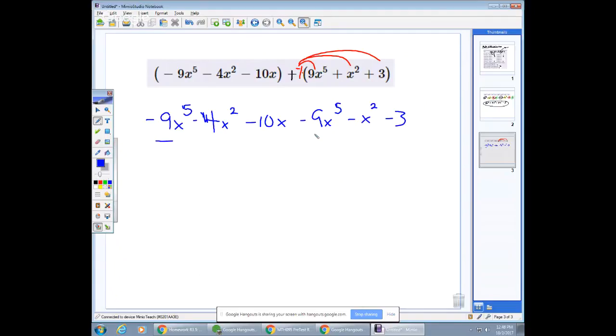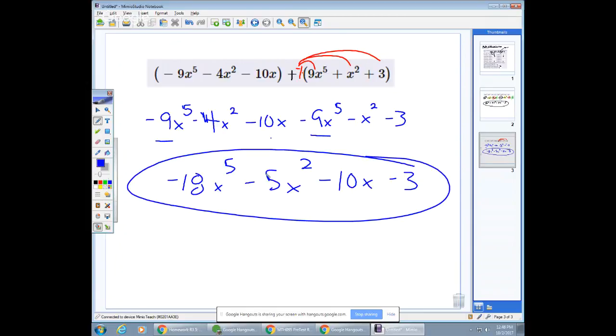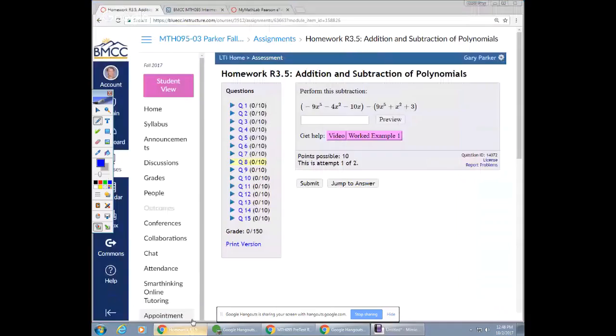So in this case, these guys are like. I have negative 9x to the 5th. I have another negative 9x to the 5th, so that's negative 18x to the 5th. X squareds, we have a minus 4 and a minus 1, so that's going to be minus 5x squared. There's no other x term here, so I have a minus 10x, and then the minus 3 would be the result there. All right, recommend practicing some of those. Let's jump to the next section.